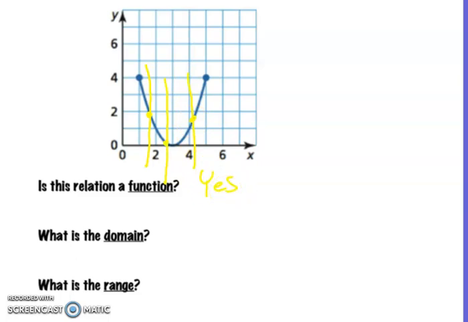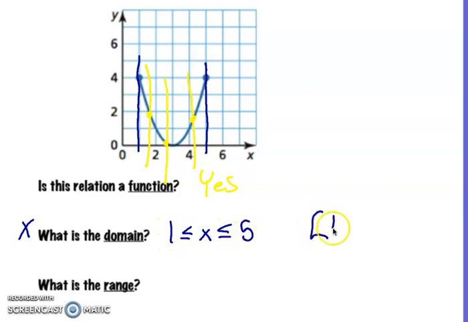And again, the domain is talking about your x. So look to your farthest to your left. It's right there at 1. And the farthest to the right is at 5. So it goes from 1 to 5 on the x line. Or the other way to do it is with brackets. So again, that's the correct way to write the domain.